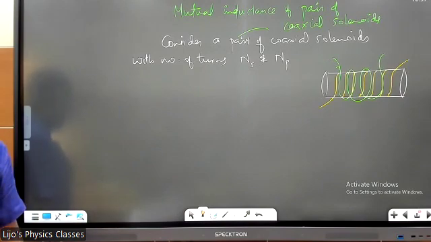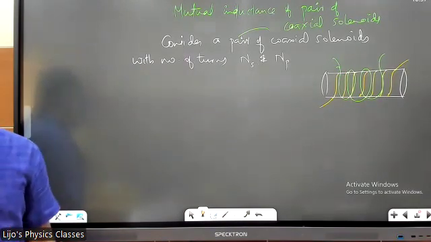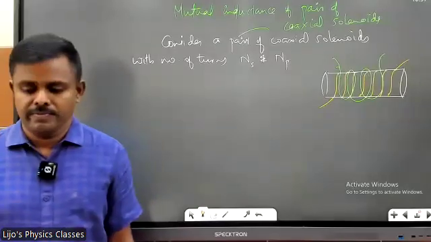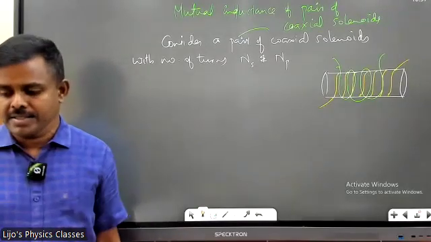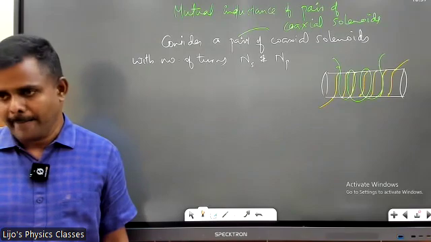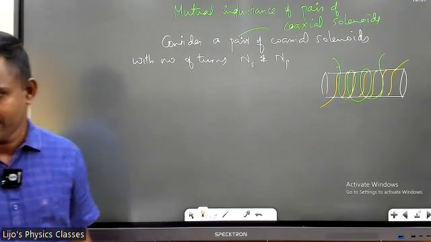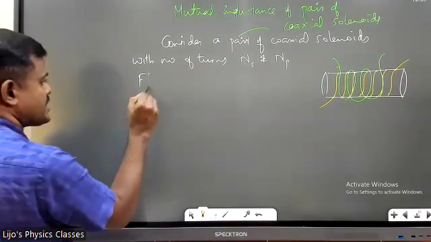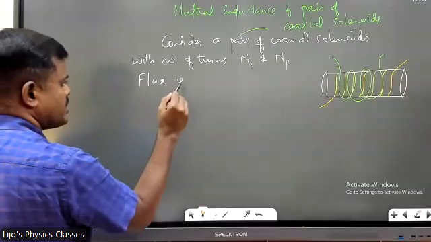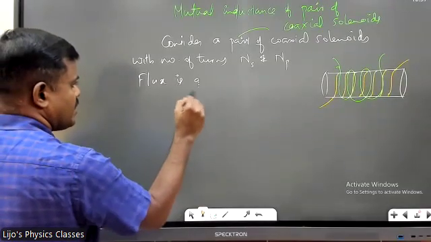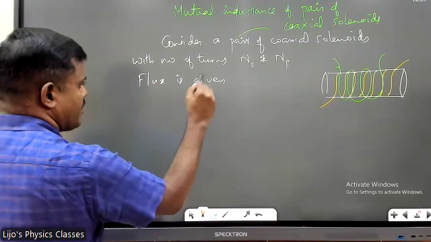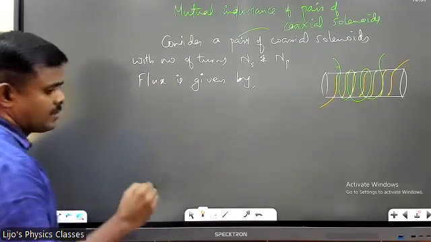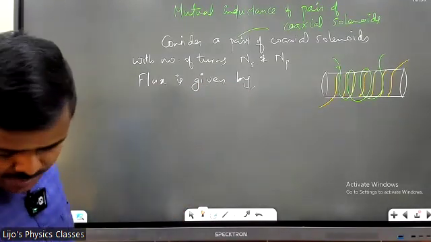Consider a pair of coaxial solenoids with the number of turns NS and NP. Next line, flux is given by. You can proceed the same way we did in the last case.